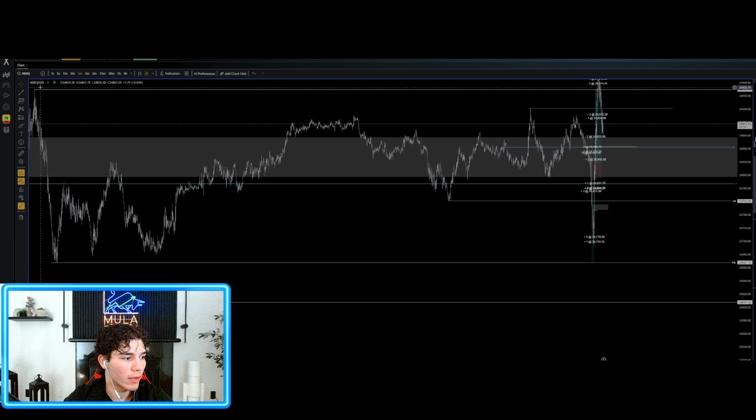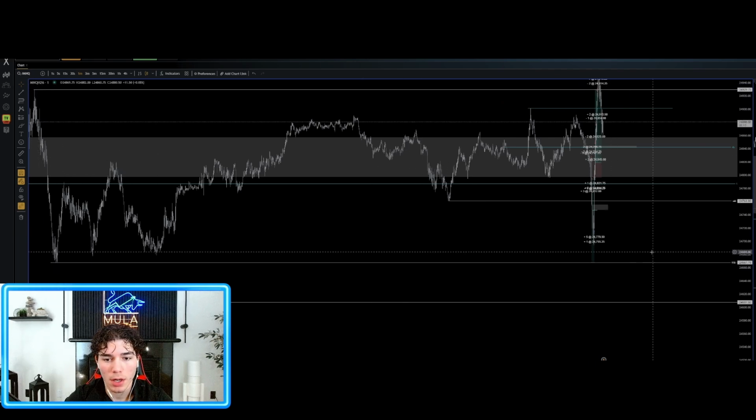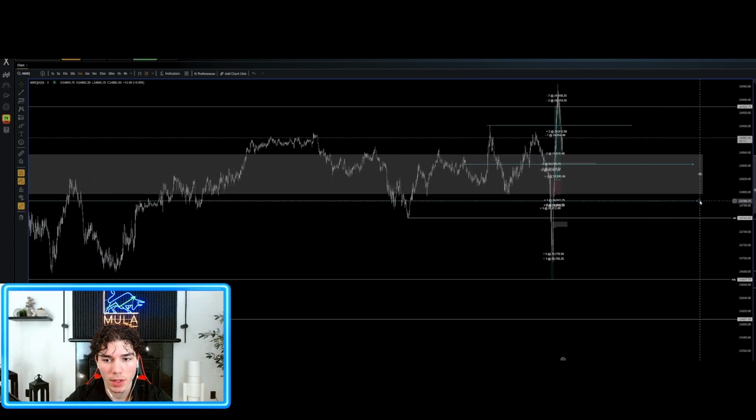Here we are. We have the external buy-side liquidity up here, and external sell-side liquidity down here. Then we have the daily open we marked out, the 4-hour open we marked out, and the 4-hour fair value gap, because we are trading in that range.